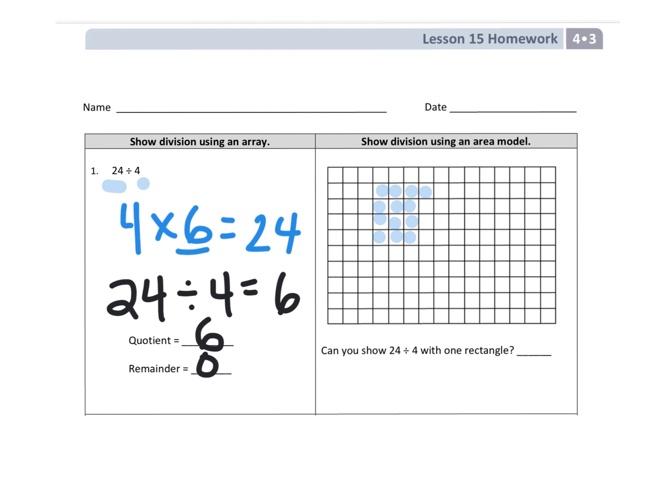There's 12 dots. There's 16 dots. 20 dots. There's 24 dots exactly. So if I were to turn this into a rectangle, it would look like this. It would be a 4 by 6, and there's my 24 dots inside. Can you show 24 divided by 4 with just one rectangle? Yes, I can. There's no remainders. It makes exactly one rectangle.